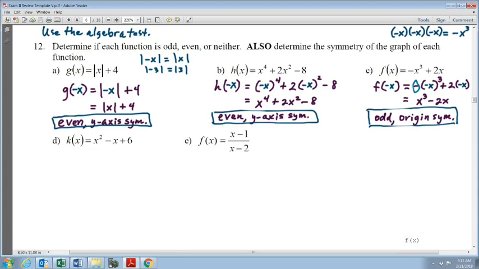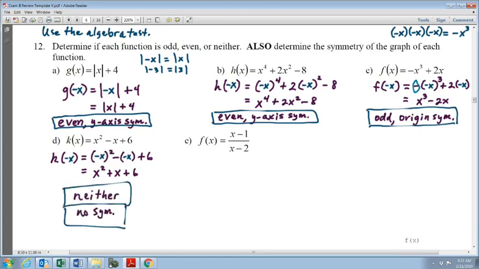All right, let's look at D. We'll do the same thing. Let's plug in minus x. We're going to get x squared plus x plus 6. So notice the x squared term didn't change. The original function had a minus x, and now we have a positive x, so that one actually did. And then the plus 6 didn't change. The thing about it is we're either going to get the same function or each term is going to be the opposite. And so we don't have either of those cases here, so this is neither, which means we don't have any of these kinds of symmetry, origin or y-axis symmetry.